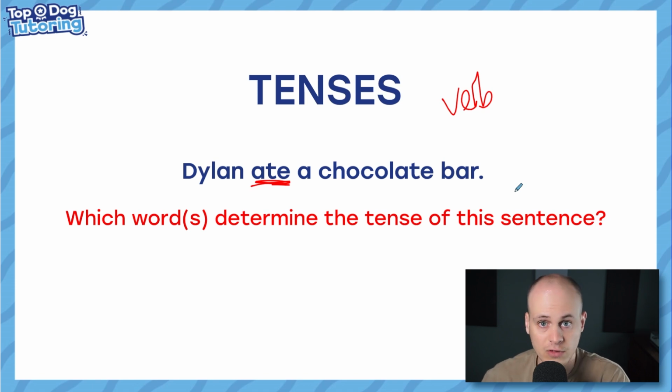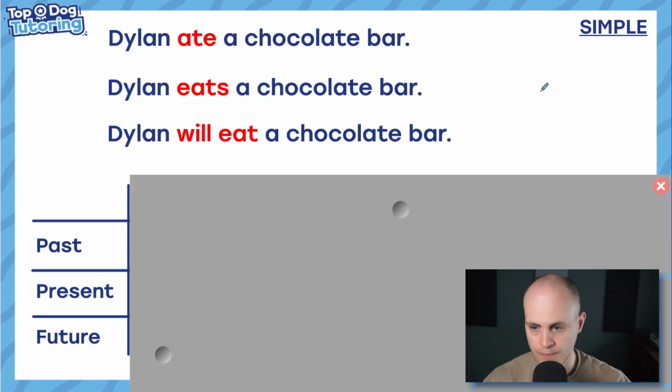Now, a lot of past tense verbs end in ed. Sometimes they don't. Like ate comes from eat. It's an abstract past tense verb. So now we understand that we're looking at the verbs. Let's go through the different types, the different forms of tense. And we're going to start right here with something called the simple tense.